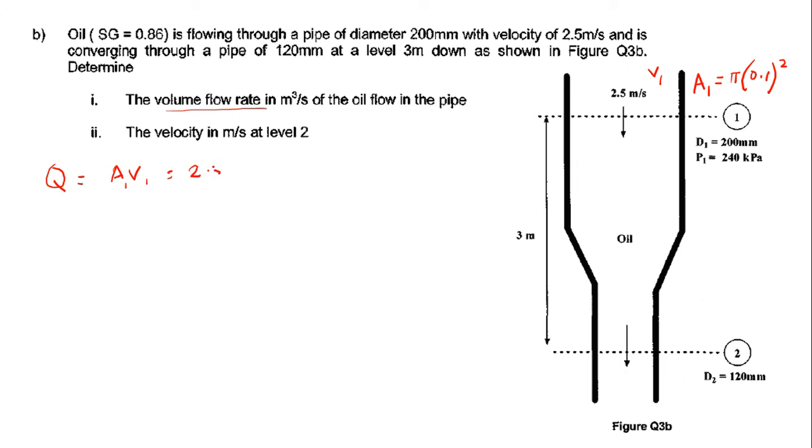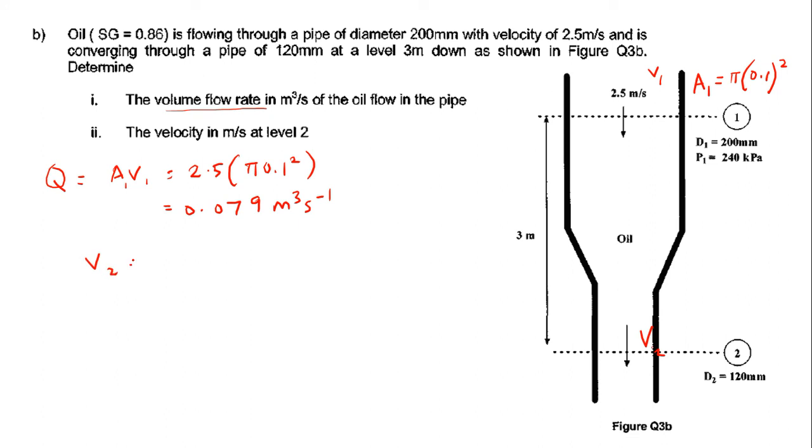So 2.5 times 0.079, which is 0.079 meter cube per second. Okay, we're done. And they ask you to find the velocity at level 2 here. So they ask you to find V2.